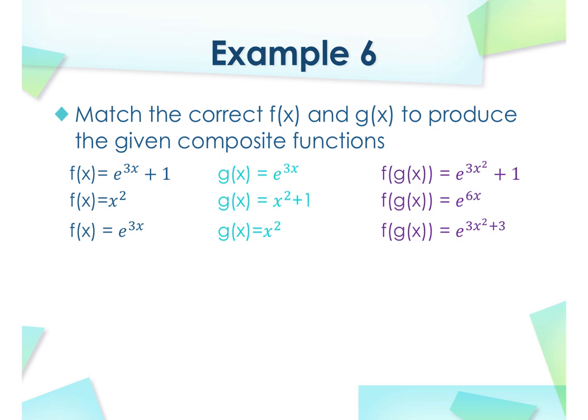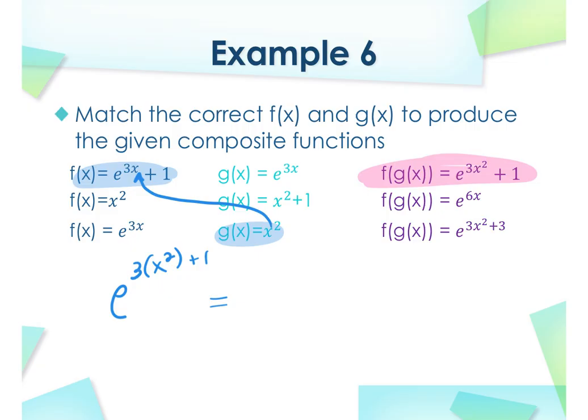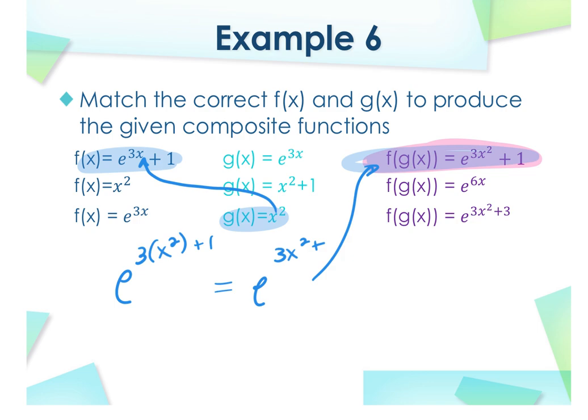What gives you e to the 3x squared plus 1? Which one? F of x, 3x plus 1, and x squared. So let's check it. If I take this and plug it in, I get e to the 3x squared plus 1, which is e to the 3x squared plus 1. That one matches. Okay, so I should have done them all in the same color. Top, bottom, top. Okay, how about the middle one?